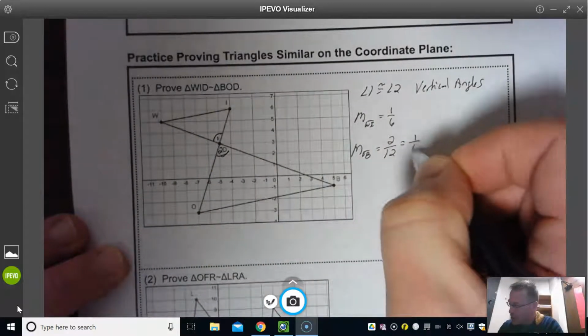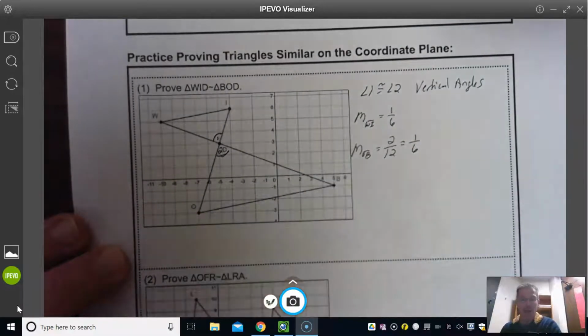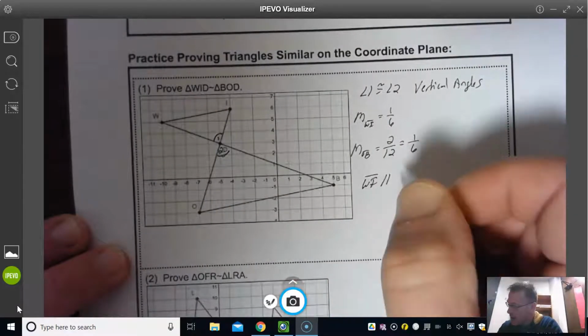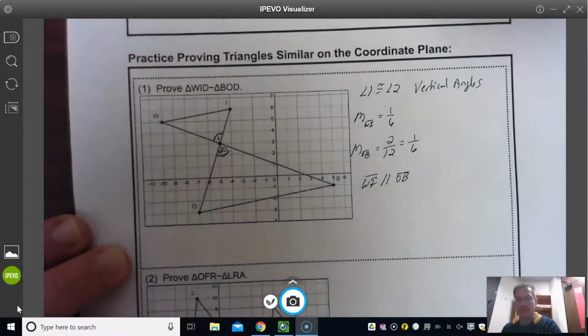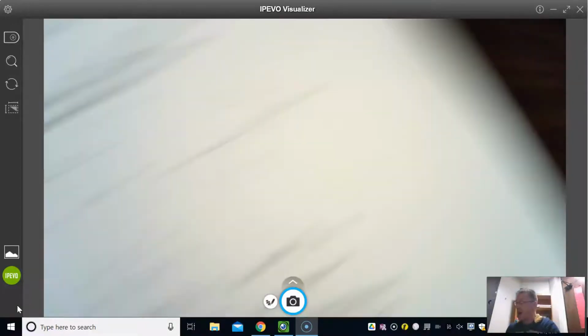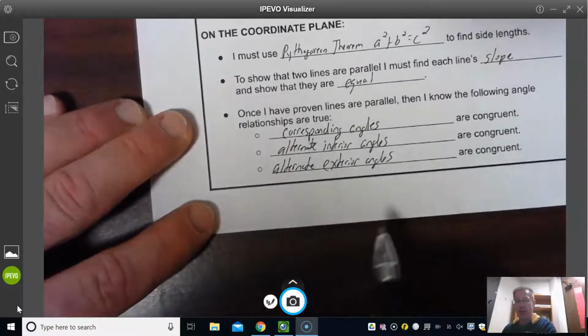So always be sure to reduce those slopes. Notice both of these line segments have the same slope. So what that means is WI is parallel to OB. They have equal slopes. Now, what that means is we can go back and try to find any of these three types of angles and say that they are congruent.